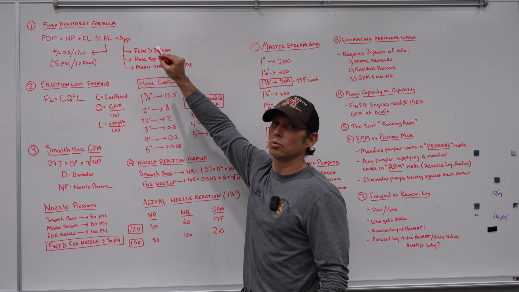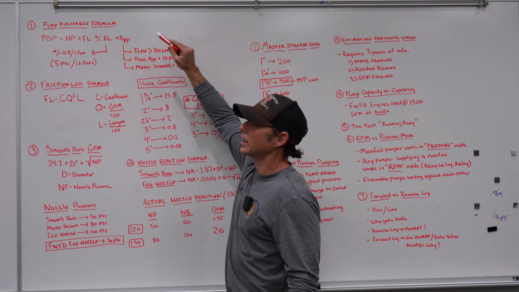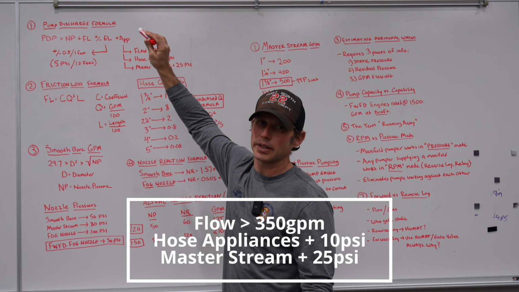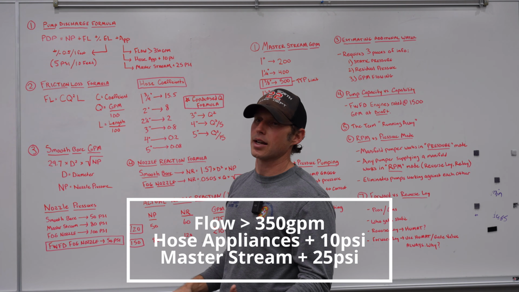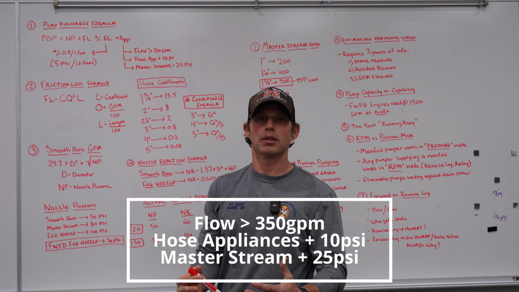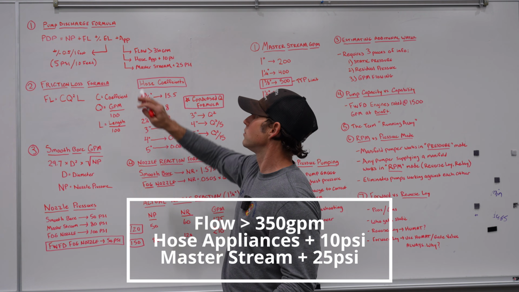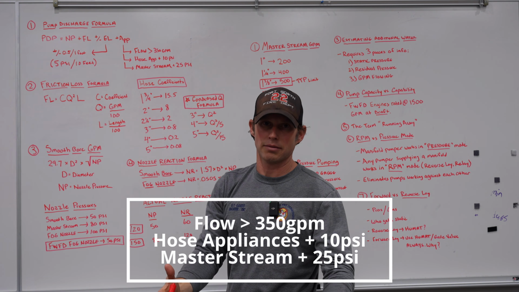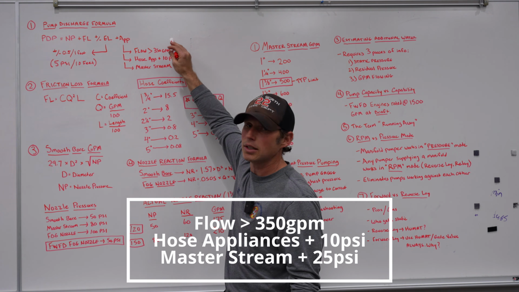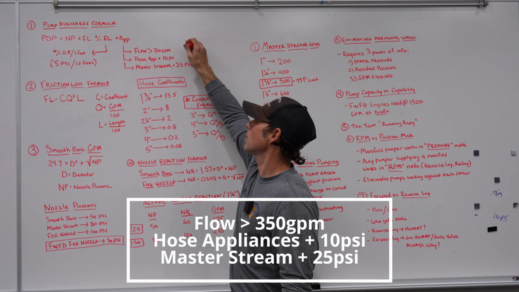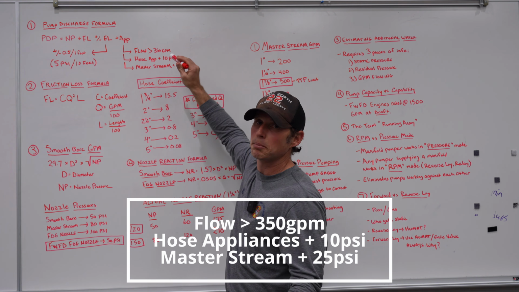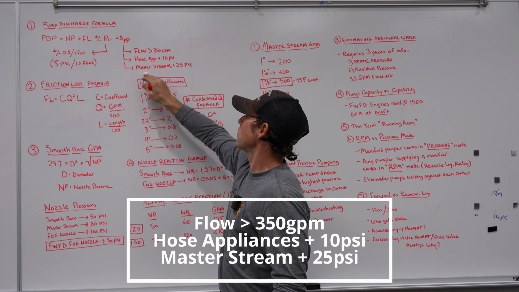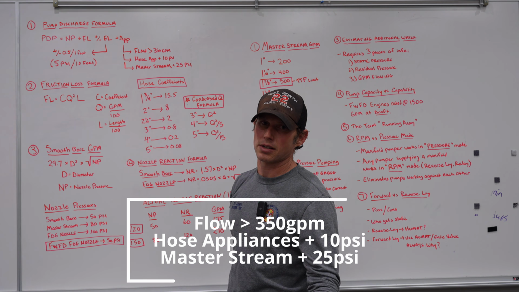And we've got a few tricky rules on that. You are only going to add your appliance friction loss if your flow is greater than 350 gallons per minute. So if on the state test they give you a question and your total gallons per minute flow is only 300 gallons per minute, disregard the appliance friction loss. They're trying to trick you. If it's 500 gallons per minute, then of course you're going to add it. Anything above 350, add that appliance friction loss. Your hose appliances are going to add 10 psi, only if it's 350 or above on your total flow. And any master stream device, you're going to add 25 psi.